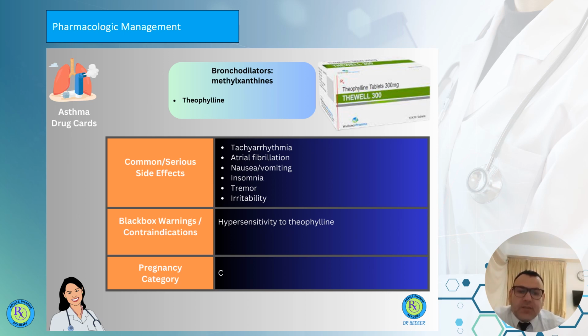And this can progress further into convulsion and death if the level is very high. The black box warning and contraindication, that is hypersensitivity to theophylline, and category C based on risk-benefit ratio of the medication.